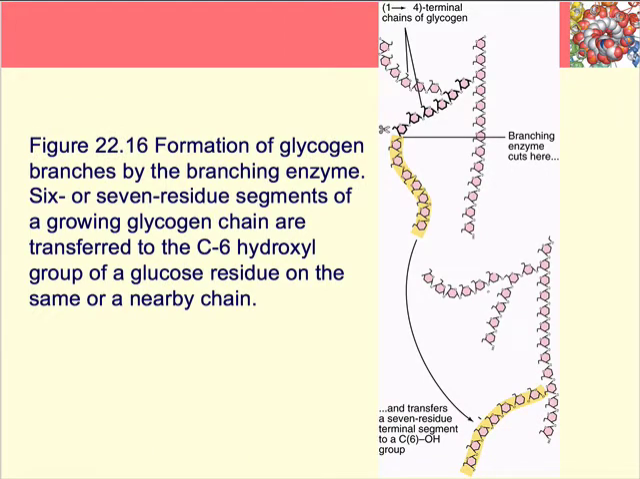Formation of glycogen branches is carried out by a branching enzyme. 6 or 7 residue segments of a growing glycogen chain are transferred to the C6 hydroxyl group of a glucose residue on the same or a nearby chain.